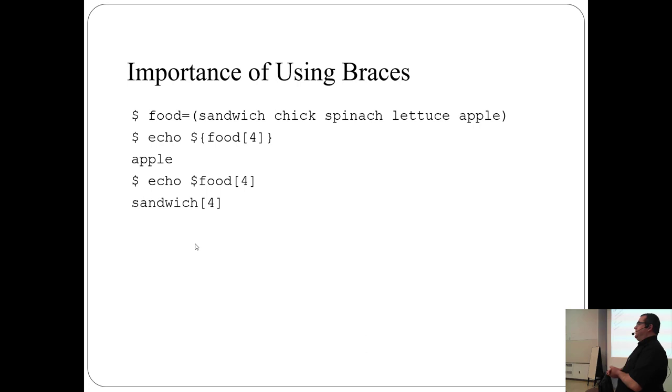Okay. The importance of braces. So once again, we've got our food list: sandwich, chicken, spinach, lettuce, and apple inside of parentheses. If we go echo $ curly food 4 close curly, curly is also known as braces, it'll give you apple. But if you just go echo $food[4], it'll literally output sandwich[4]. Why? Bash. Essentially, what it does is it grabs $food, the very first value, and then outputs the square brackets and four.